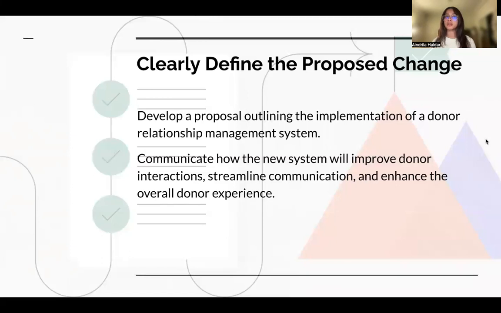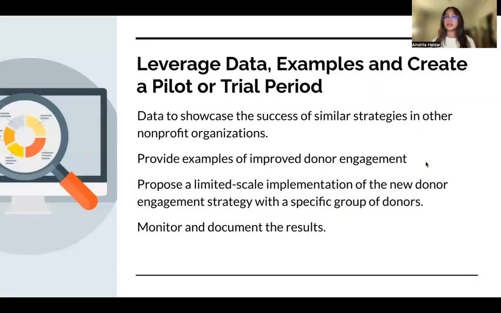developing a proposal outline on the implementation of a donor relationship management system that will be able to help with a larger donor base, or to grow the donor base. So clearly defining the proposed outline is really important. Communicating how the new system will improve donor interactions, streamline communication, and enhance the overall donor experience. Then leveraging the data examples and creating a pilot or trial period is also important.